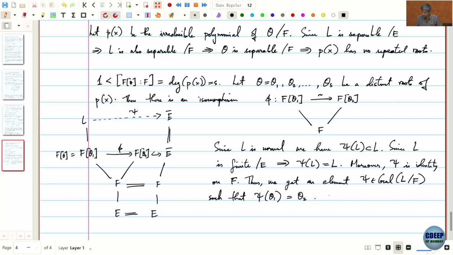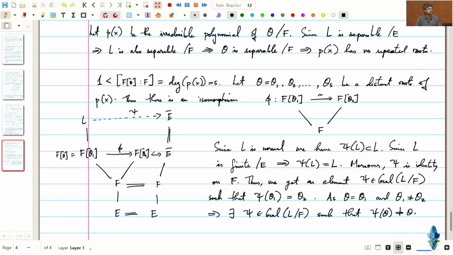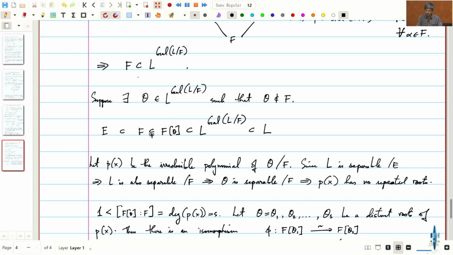But as theta is equal to theta 1 and all these roots are distinct, this implies there exists a psi in Gal(L/F) such that psi of theta is not equal to theta. We have constructed an automorphism of L over F which moves this theta. But this is a contradiction, yeah? This is a contradiction since we started with a theta which was invariant under all elements of Gal(L/F). Okay? So this is a contradiction.